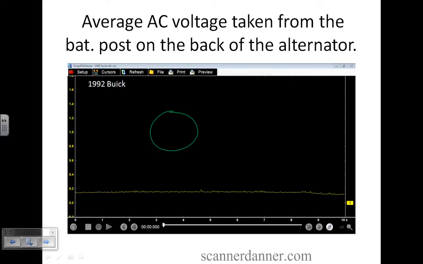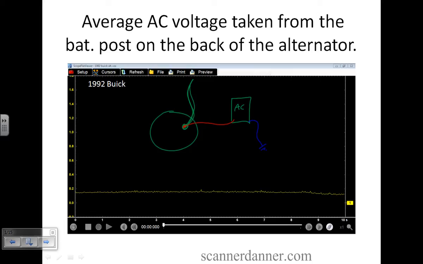So if we're checking AC voltage in a system, we set our voltmeter to an AC mode. We connect to the battery post. This is the heavy cable. We connect our voltmeter positive to the back of the BAT post on the alternator, and then we connect the ground of our AC voltmeter to battery ground. And that's where we want to take that measurement. I have found if you take that measurement at the battery, it will be cushioned and it won't be as pronounced as it is on the BAT post. So that's what I'm doing here on this 92 Buick.